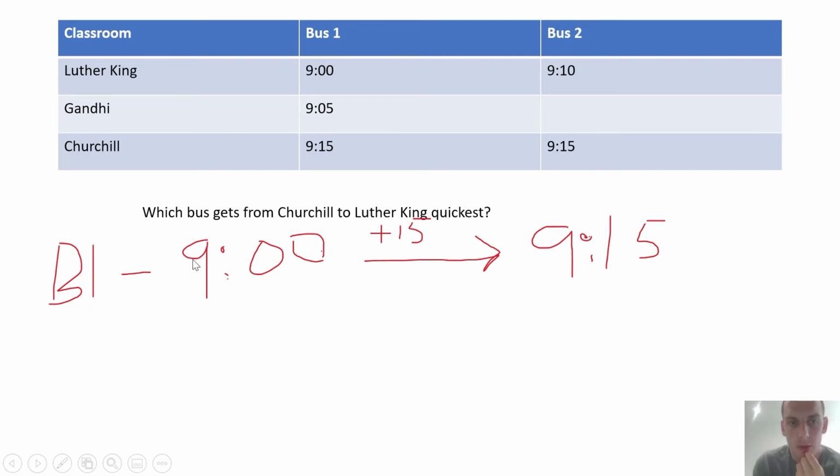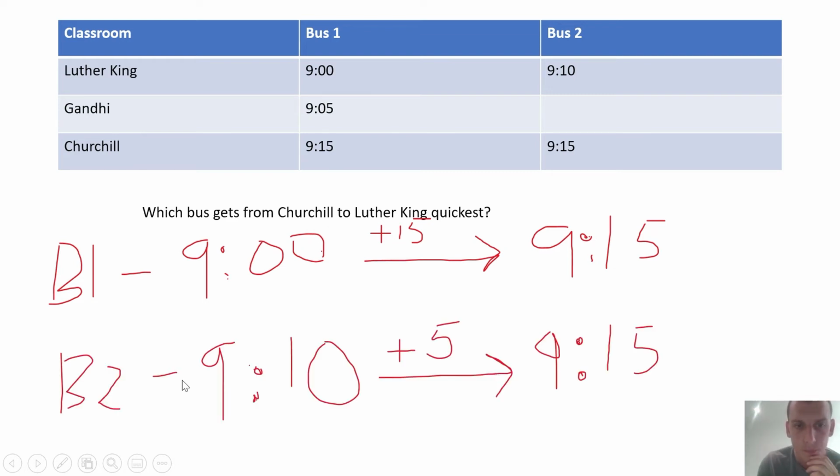Okay, are the hours the same? So 9, yeah. So they're both the same hours. Okay, and then it's the minutes. Are the minutes the same? So this is 0 and this is 15. Okay, so there is a difference there. So we need to find out what the difference is between 0 and 15. The difference between 0 and 15 is 15. Okay, so for bus 1, it takes 15 minutes to get from Luther King to Churchill.